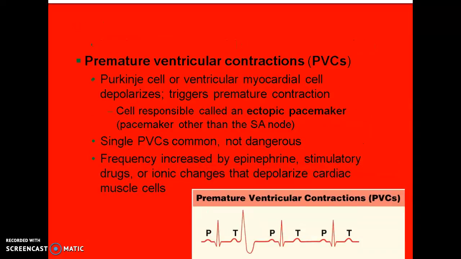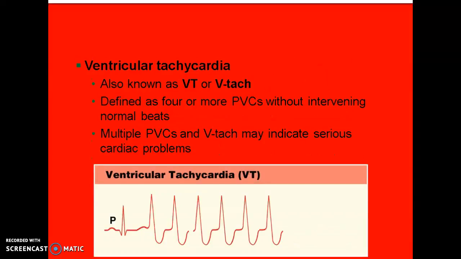Premature ventricular contraction. The Purkinje cell or ventricular myocardial cell depolarizes. We don't need to know this one. And drugs and hormones can change this. And ventricular tachycardia is more dangerous than atrial tachycardia. Remember, tachycardia is rapid heartbeat.